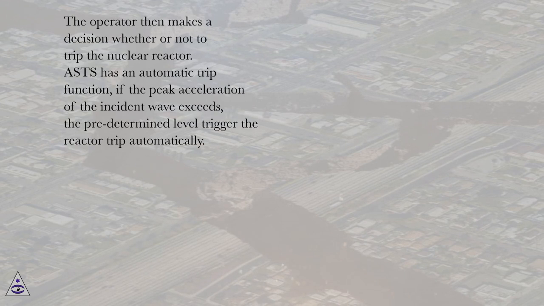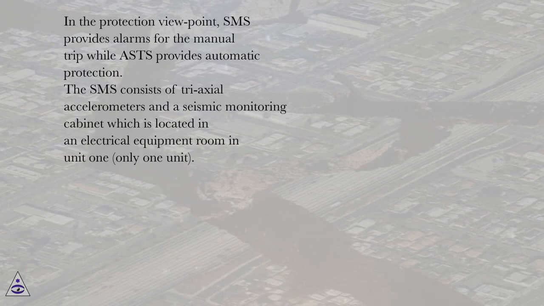ASDS has an automatic trip function. If the peak acceleration of the incident wave exceeds the predetermined level, it triggers the reactor trip automatically. From the protection viewpoint, SMS provides alarms for the manual trip while ASDS provides automatic protection.